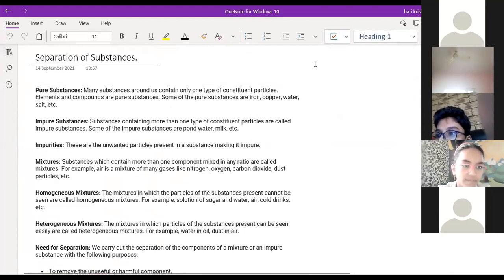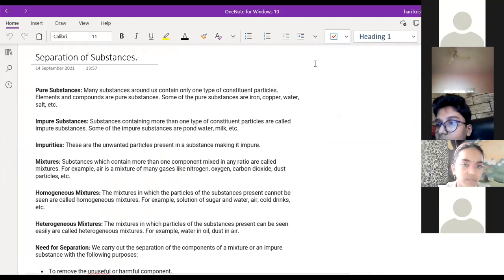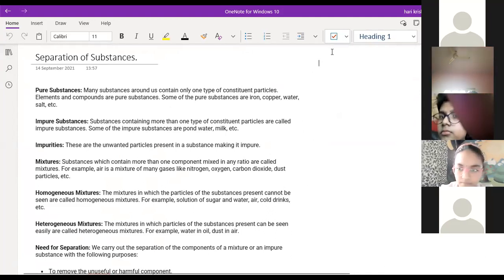So today we are going to start the new chapter, that is the separation of substances. Now we have to tell the answers. What is the meaning of separation of substances? What are the separation techniques you know?